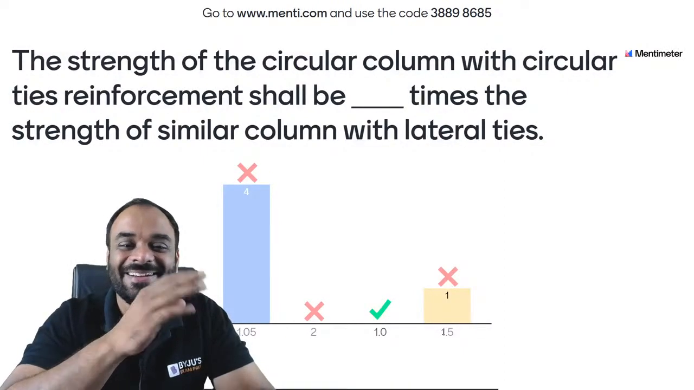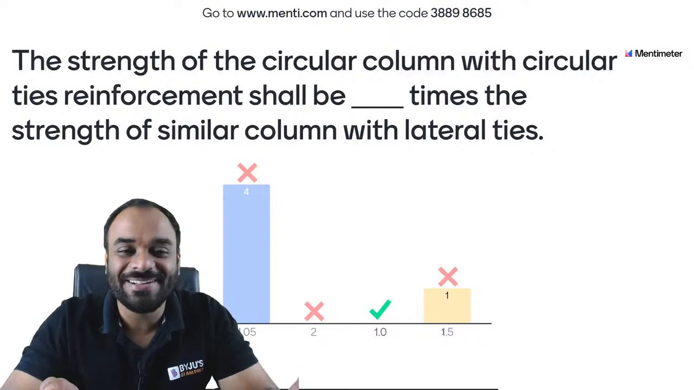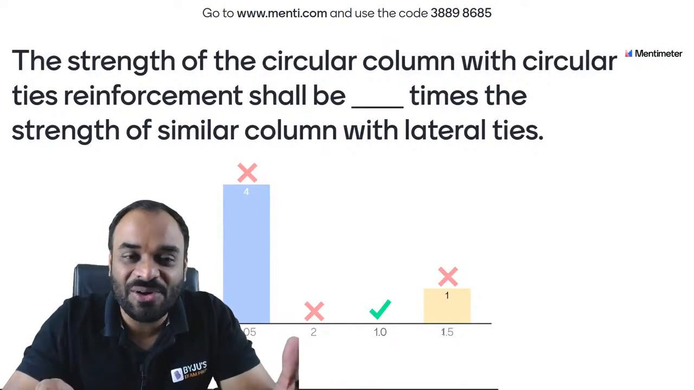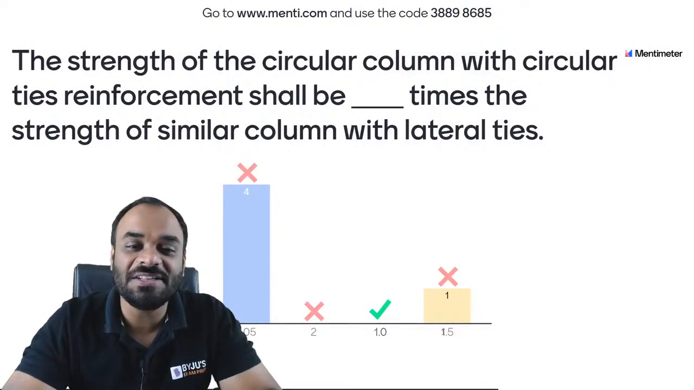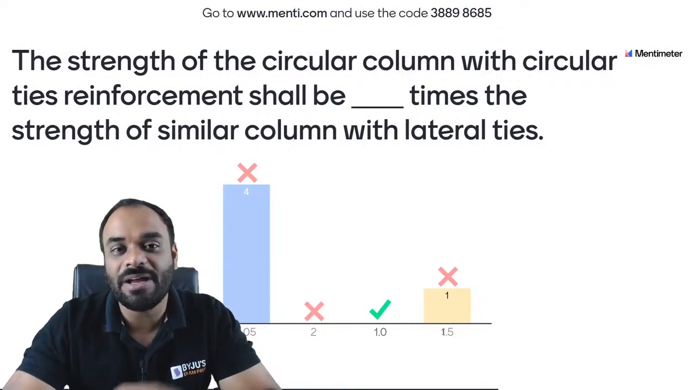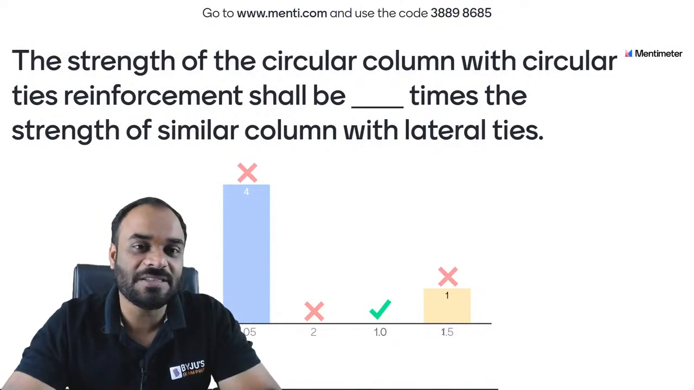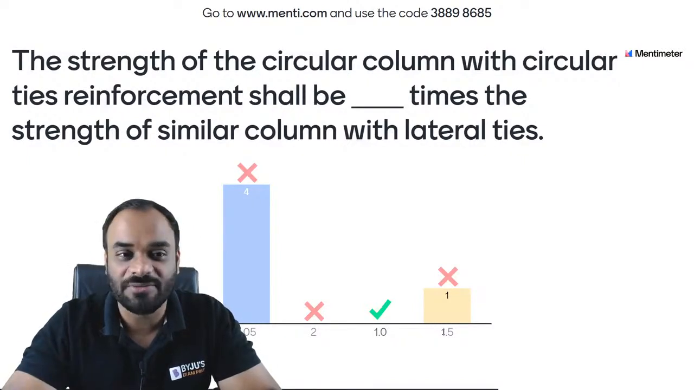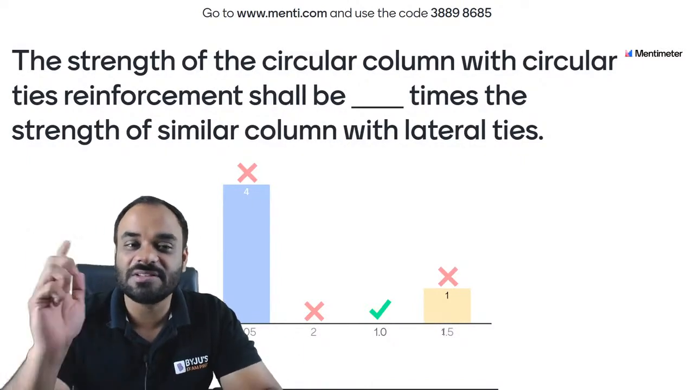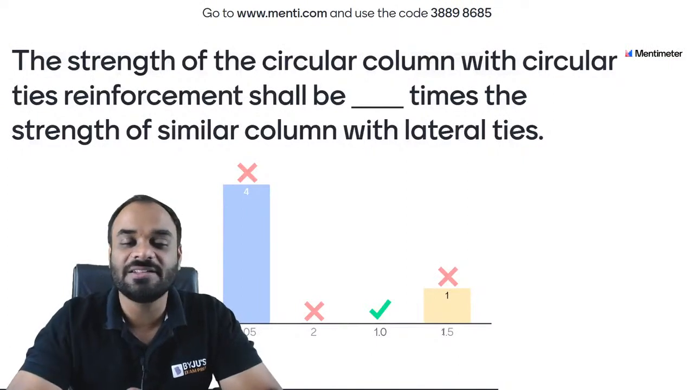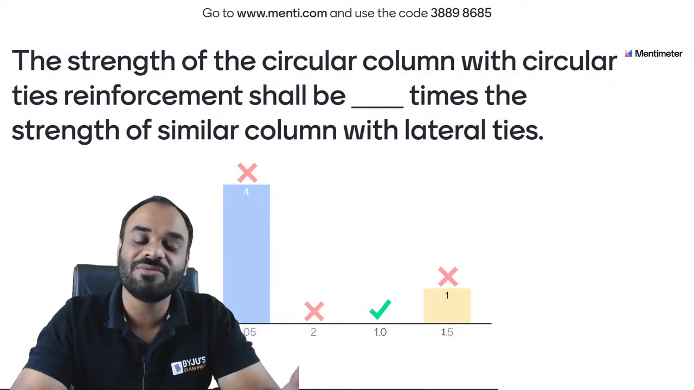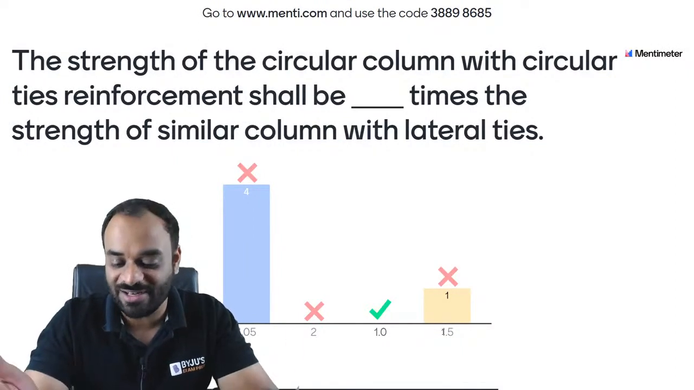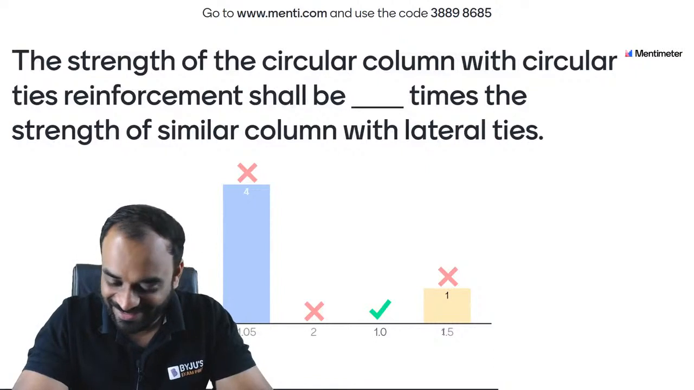Answer is C. Please remember this particular point. Whenever you have a circular column with helical reinforcement, then only you have to increase the strength of the column by 5%. That means our factor will be 1.05. But if you have a circular column with a circular tie, in that case, it is a normal column, right? You don't have to increase the strength of column. In that particular case, it is 1 time the strength of similar column with the lateral tie. Are you able to understand?